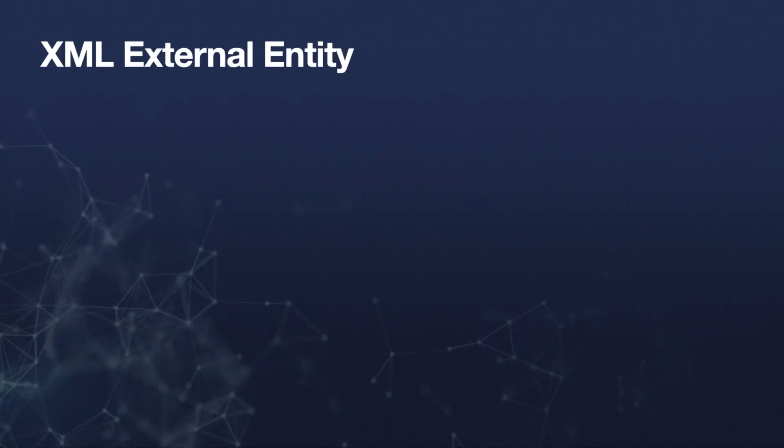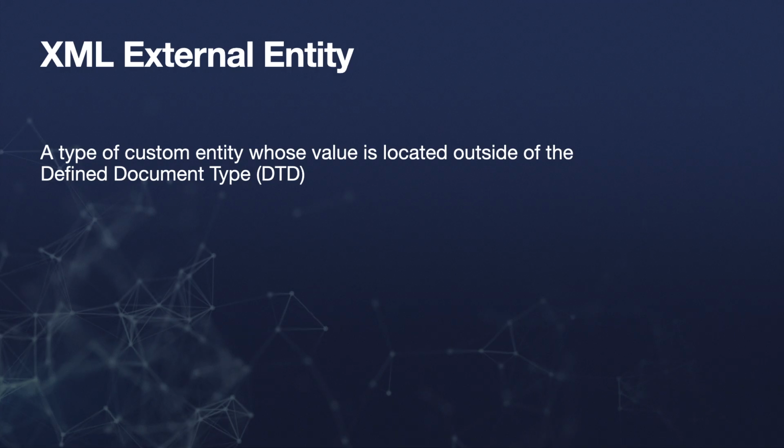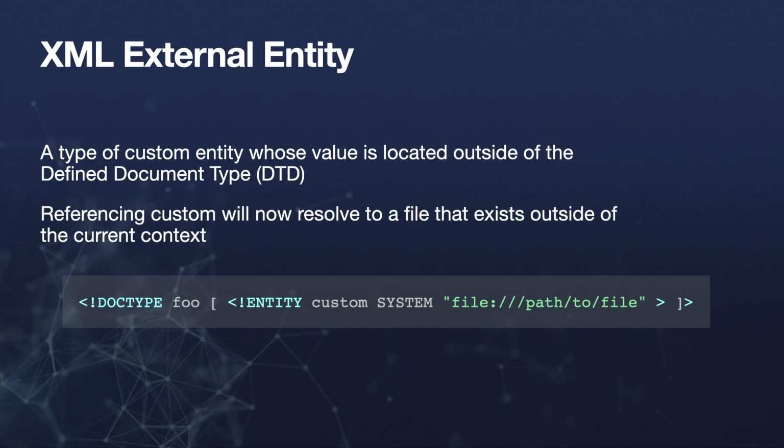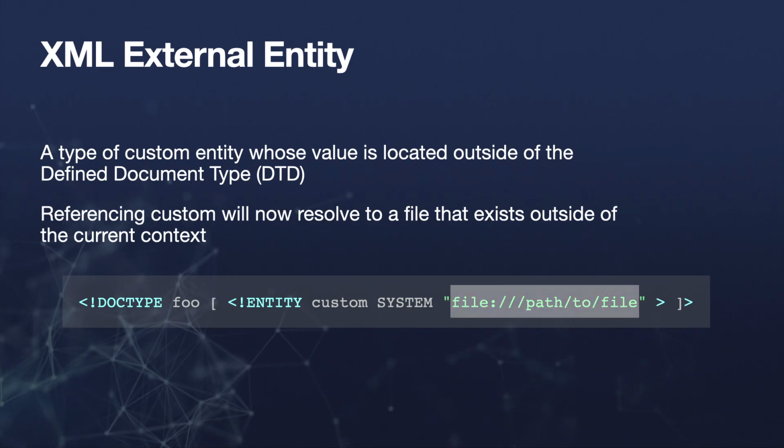An XML external entity is a type of custom entity whose value is located outside of the defined document type, the DTD. Referencing custom in the example below will now resolve to a file that exists outside of the current context.